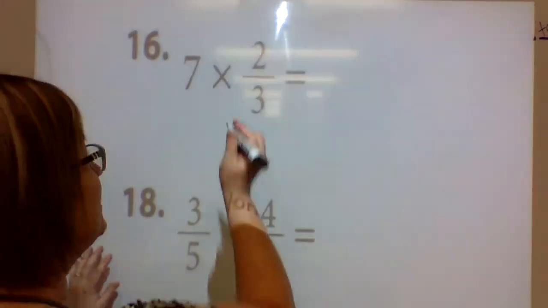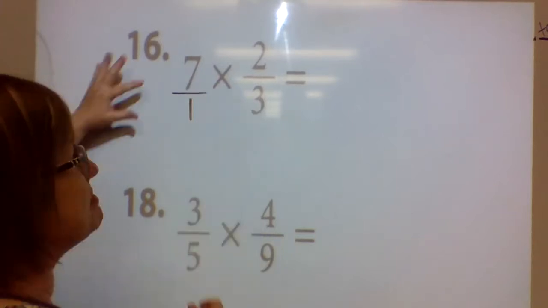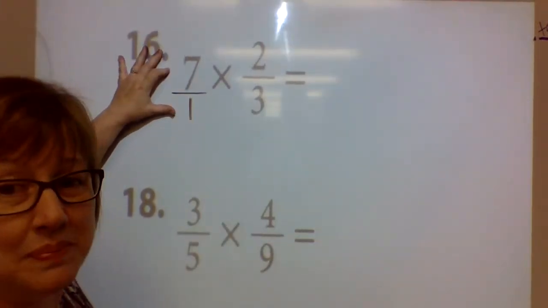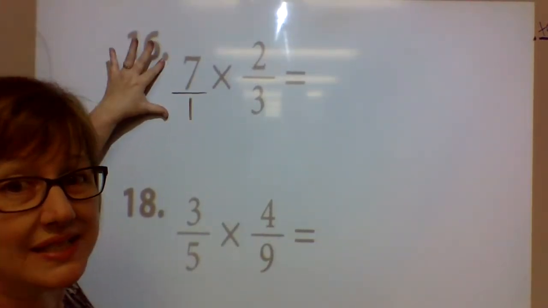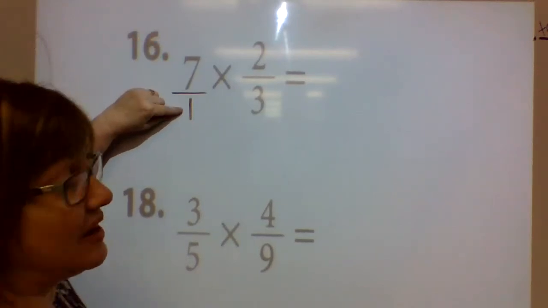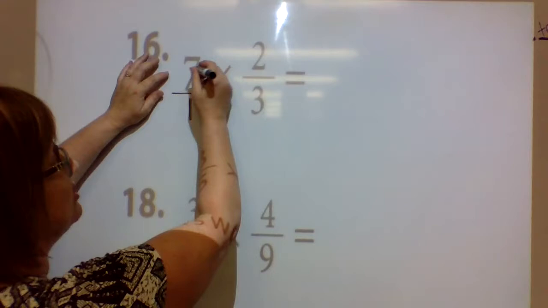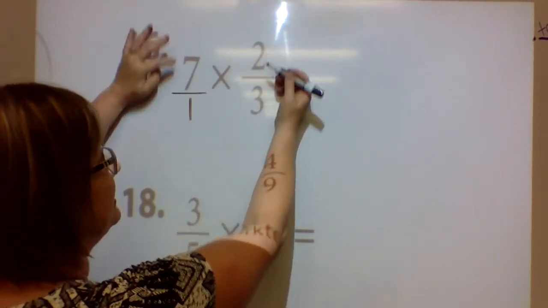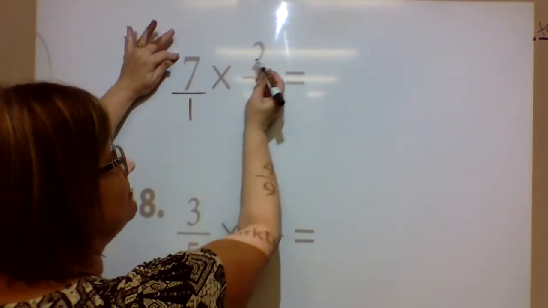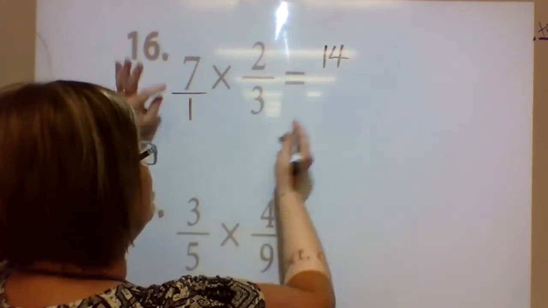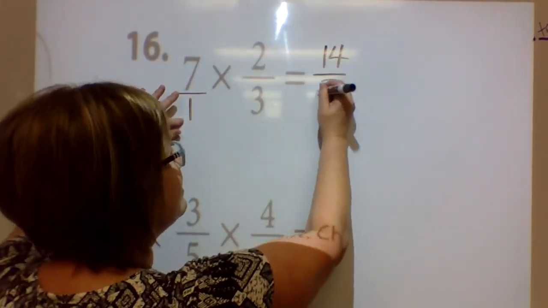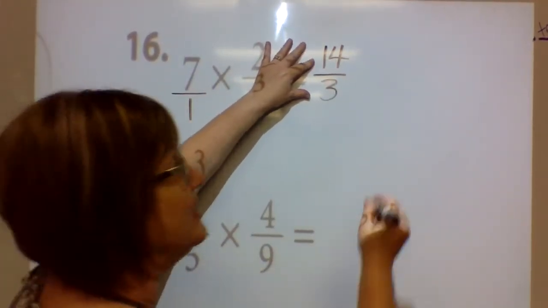Remember, if we're multiplying by a whole number, we put it over 1 because it's 7 whole pieces, right? They're not divided. They're all still in one piece. And then we still multiply the top numbers. These are the numerators, these are the denominators. 7 times 2 is 14. 1 times 3 is 3. And remember, we can't leave it improper.